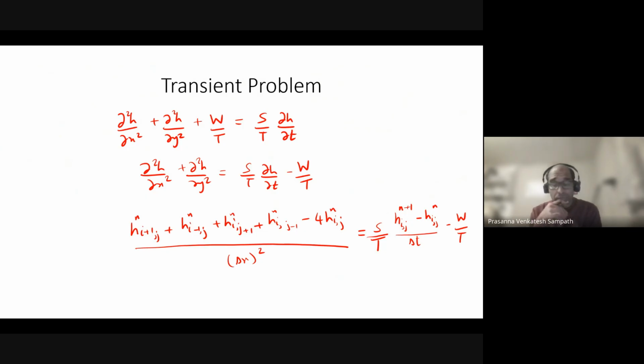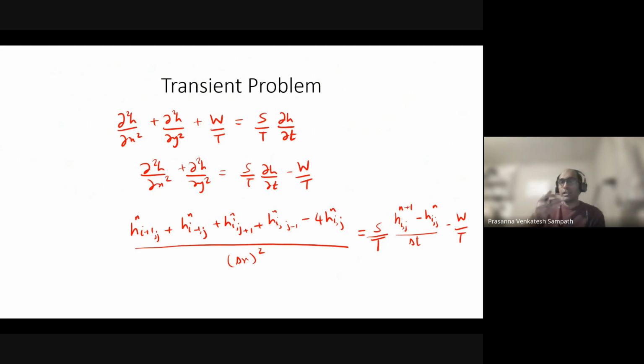So when you look at this equation, you will see that it has only one unknown, which is hij at n plus 1. All the other terms have the head values at different cells in the 5-point stencil: i comma j, i minus 1, i plus 1, j minus 1, j plus 1. For all those 5 cells in this 5-point stencil, the values are known at time step n, right? Remember, whenever we are solving a transient problem, we require one initial condition.